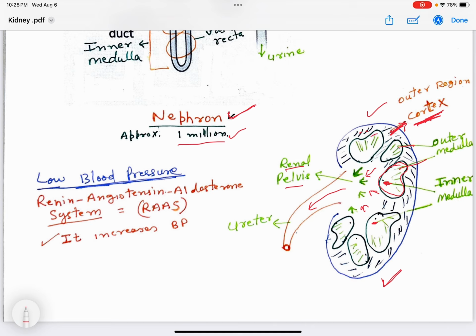These circular things are medullas. These are called medullas, and this is the outer portion of a medulla. Okay, and these are the inner portion of the medulla. We'll talk about what happens in these portions and how a nephron is structured in this kidney. So remember that it's structured with approximately 1 million nephrons.